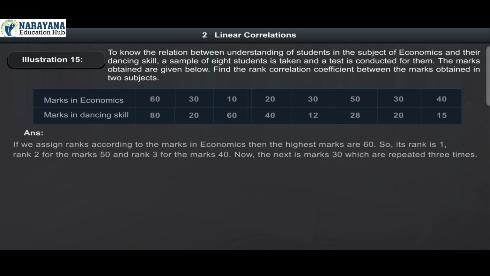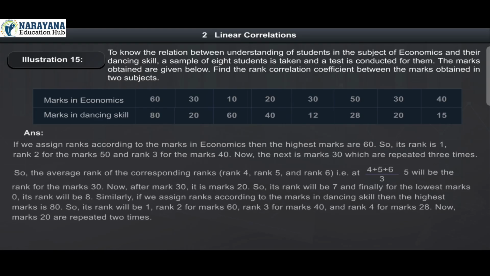If we assign ranks according to the marks in economics, then the highest marks are 60. So, its rank is first, rank 2 for the marks 50 and rank 3 for the marks 40. Now, the next is marks 30, which are repeated 3 times. So, the average rank of the corresponding ranks, that is rank 4, rank 5 and rank 6, that is (4 + 5 + 6)/3 = 5, will be the rank for the marks 30. Now, after marks 30, it is marks 20. So, its rank will be 7 and finally for the lowest marks 10, its rank will be 8.